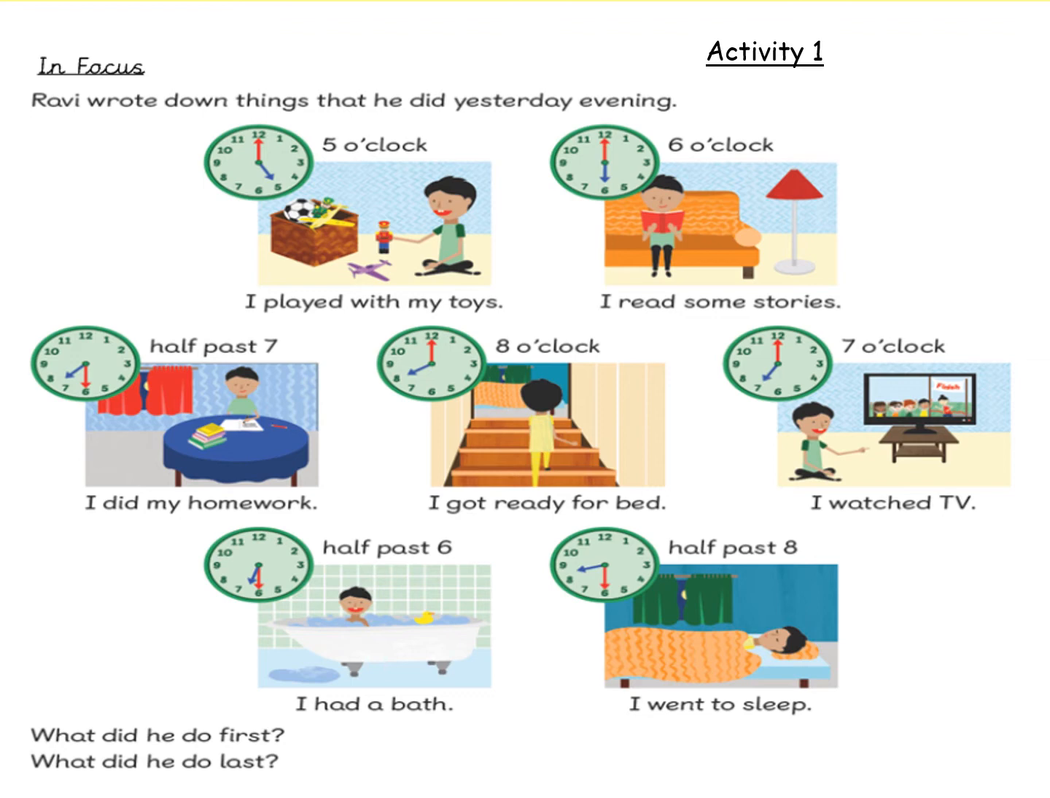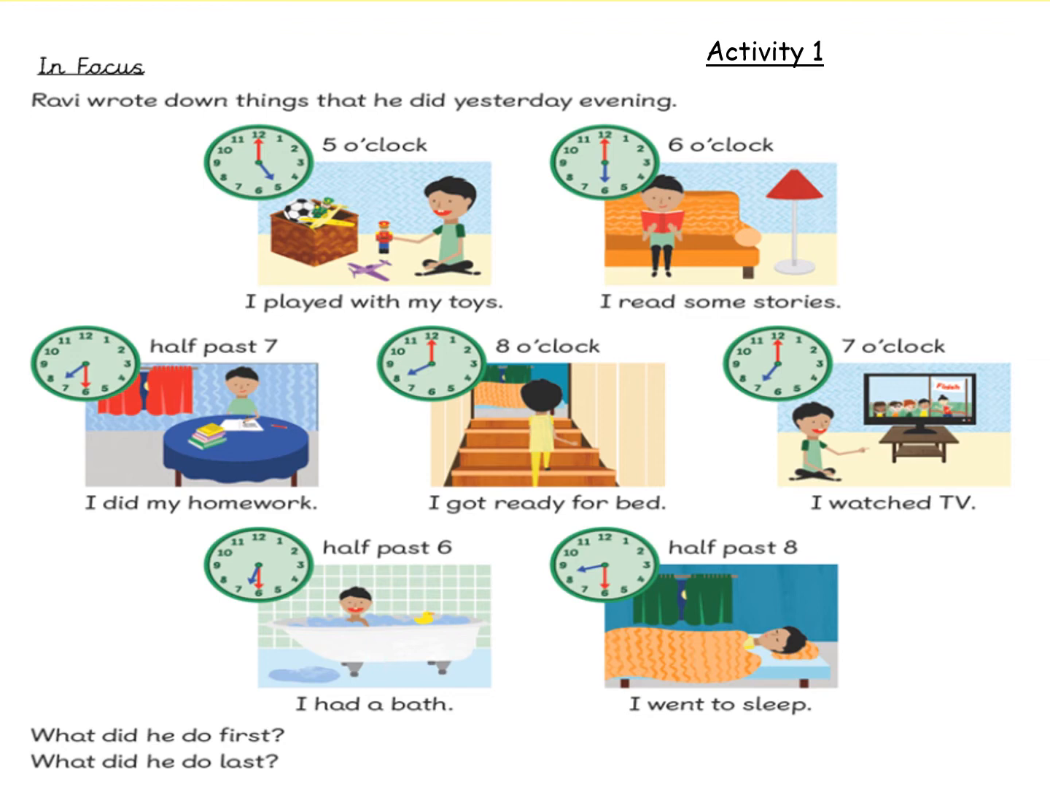It says Ravi wrote down things that he did yesterday evening. It says at 5 o'clock I played with my toys. 6 o'clock I read some stories. 7:30 I did my homework. 8 o'clock I got ready for bed. 7 o'clock I watched TV. 6:30 I had a bath. 8:30 I went to sleep.